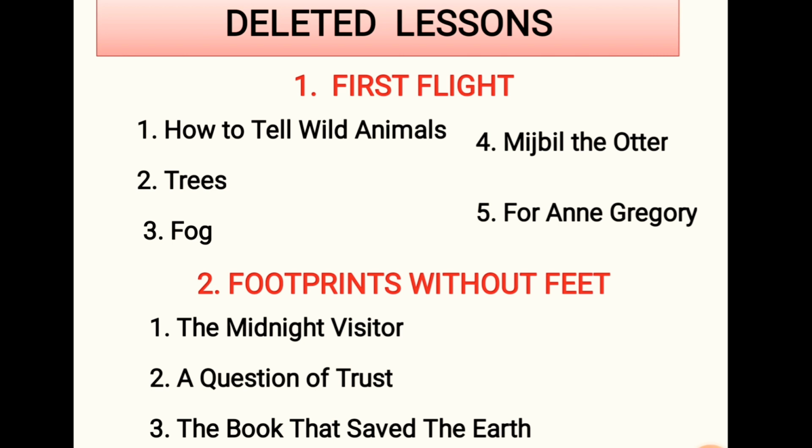So students, we can see that overall the paper has been made very student friendly with 40 marks of objective questions. And the best part is that in each and every question there is choice given to you.